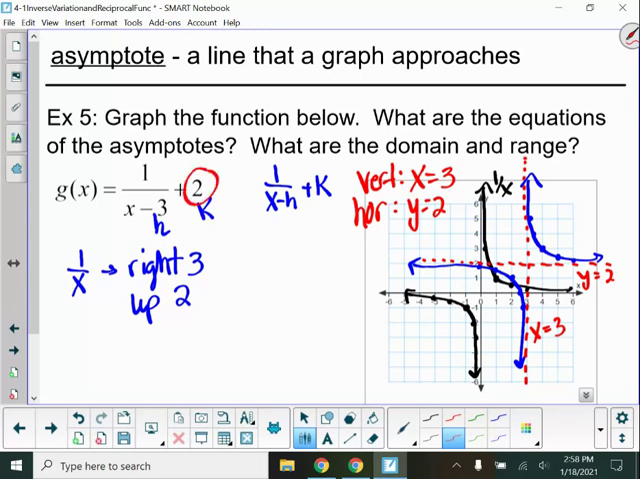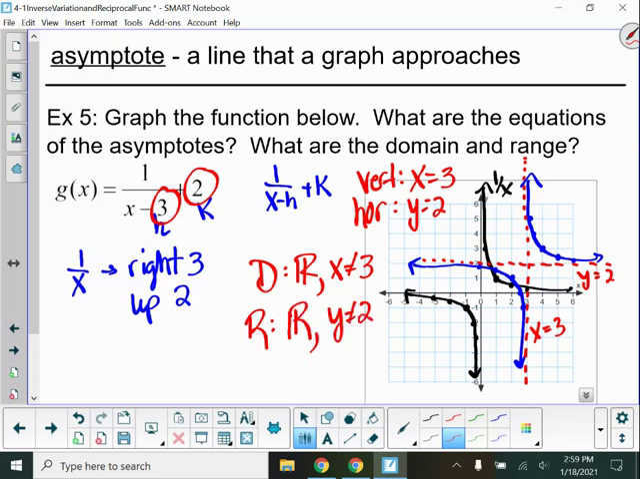Notice those come from the h and the k values. Whatever the k value is, that's going to be a horizontal asymptote. Whatever the h value is, that's going to be a vertical asymptote. My domain is all reals except 3 because that's the asymptote value. My range is all reals except 2 because, again, that is an asymptote value.